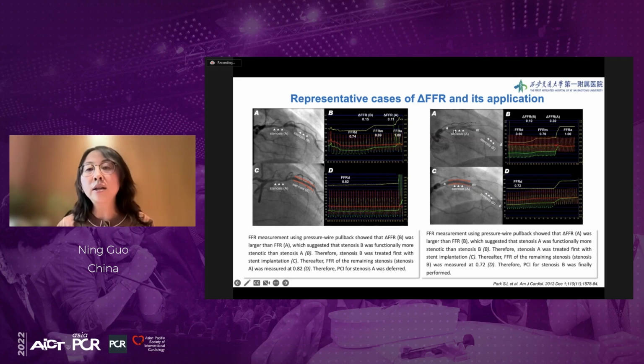In the second case, we can see the delta FFR of lesion A is more than lesion B. So we treat lesion A firstly and retest the FFR. And we can still get a positive FFR. So PCI for lesion B was finally performed. So this is how we use the delta FFR or pullback for this kind of tandem lesions.